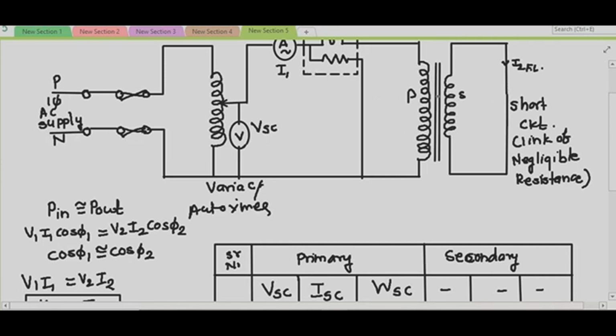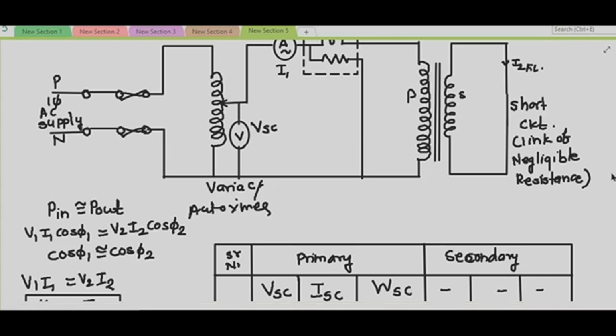So the primary winding carrying current more than its rated value, as well as the secondary carrying current more than its rated value, overheating may take place, and due to overheating the insulation used in the transformer may get burned out. So due to heavy circulating current, the insulation or winding may get damaged.